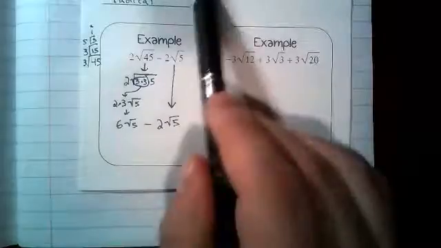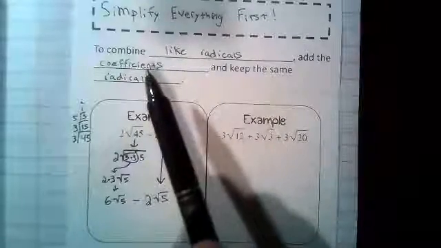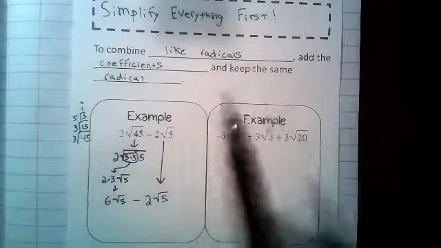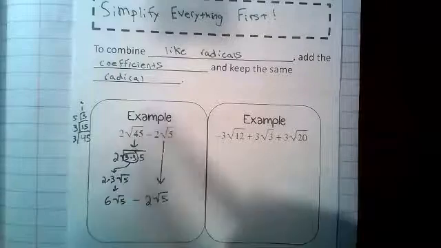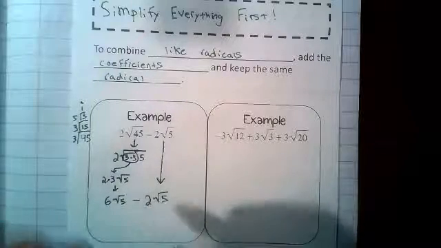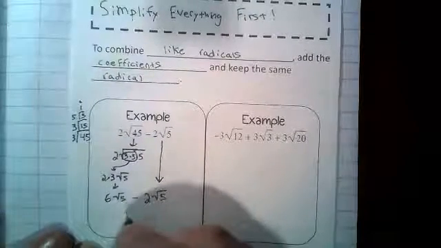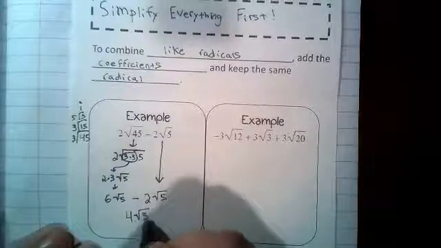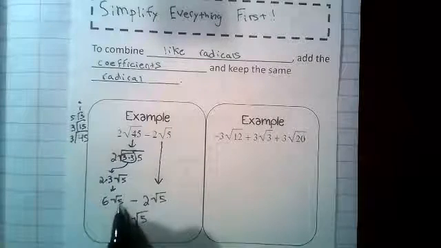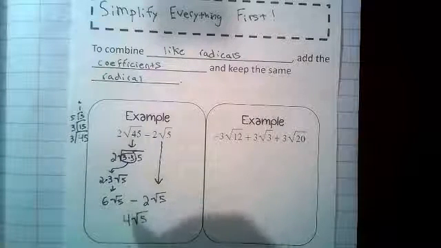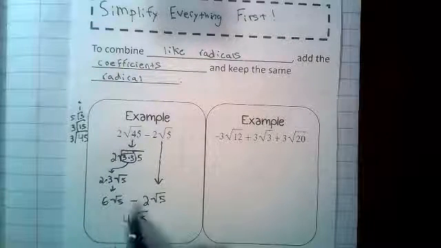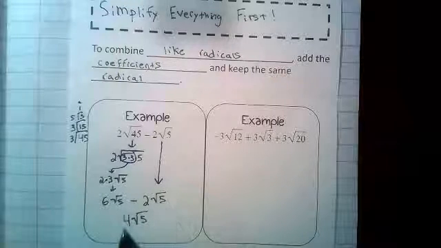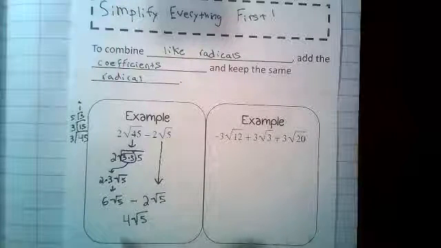So to combine like radicals, if you look at the directions up here, to combine like radicals, we add the coefficients and keep the same radical. So 6 and negative 2 makes 4, and the square root of 5 is simply the square root of 5. Be careful, you don't want to do 5 minus 5 is 0, right? It's like you have 6 x's, you take 2 of them away, you've got 4 left. Okay.